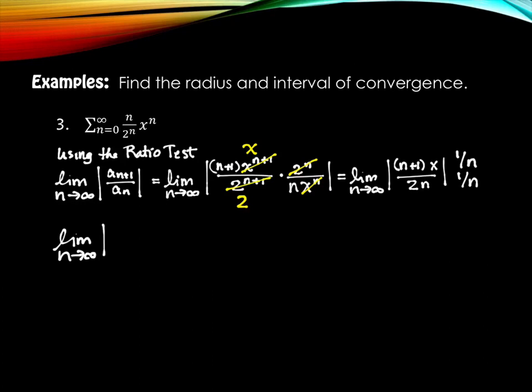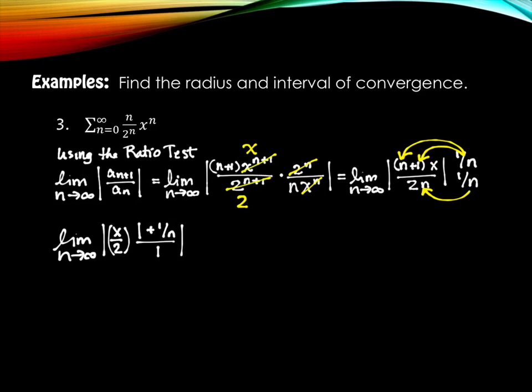I'll end up with, so the x and the 2 aren't affected, so I'm just going to separate them out as an x over 2. And then I have 1 when it's being multiplied by the 1 over n, this piece right here. And I'll do the same thing to my n piece here. So I have 1 plus 1 over n over 1. Still in absolute values, still got the variable involved there.